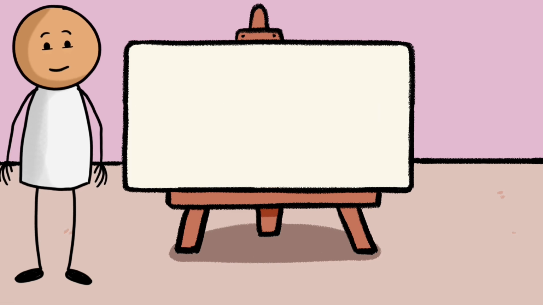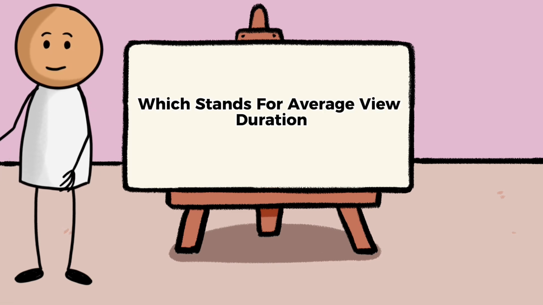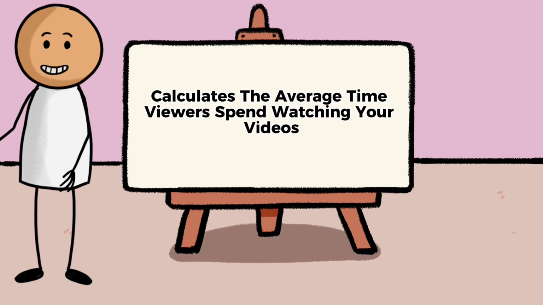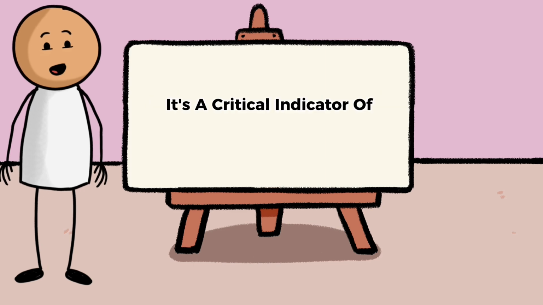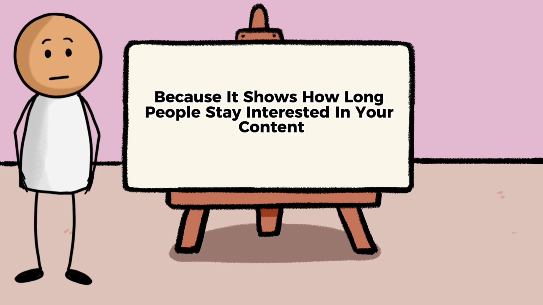Let's start. First, we have AVD, which stands for Average View Duration. This metric calculates the average time viewers spend watching your videos. It's a critical indicator of engagement because it shows how long people stay interested in your content.